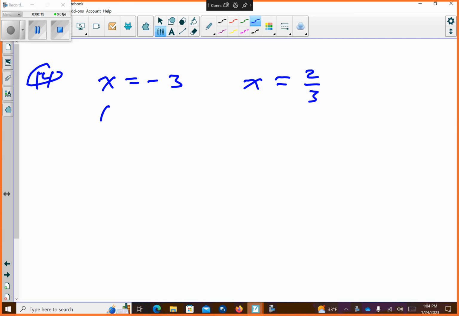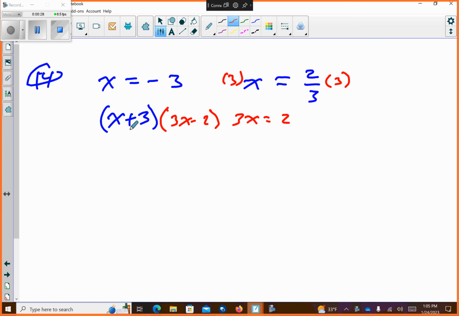So this first one is just going to become x plus 3 because you'd add 3 to both sides. The second one, make sure you multiply both sides by 3 first to get rid of the fraction. And then this becomes 3x minus 2. And then FOIL it out.